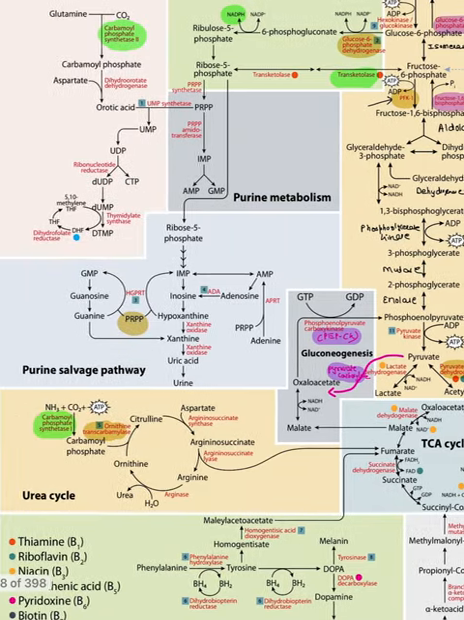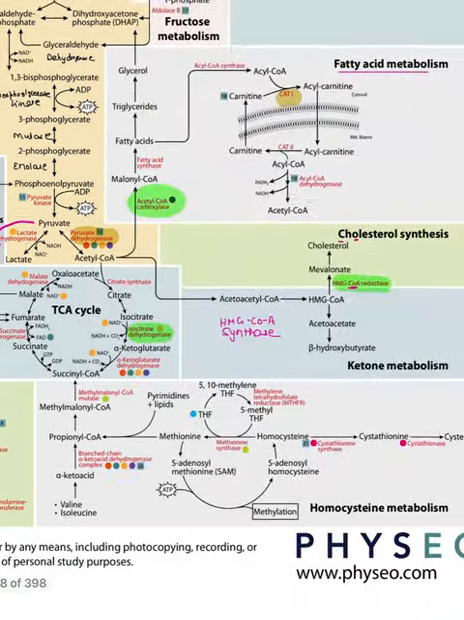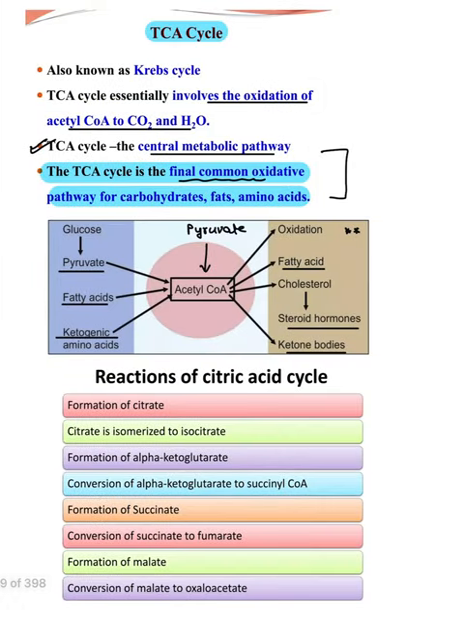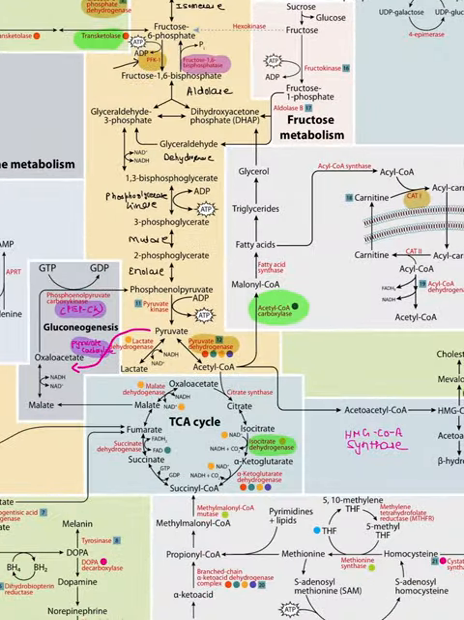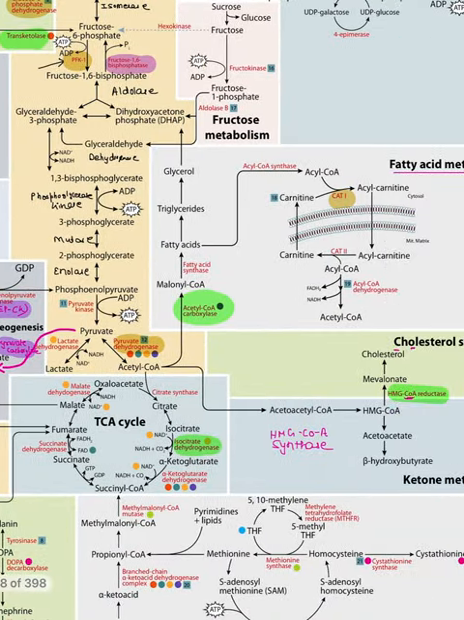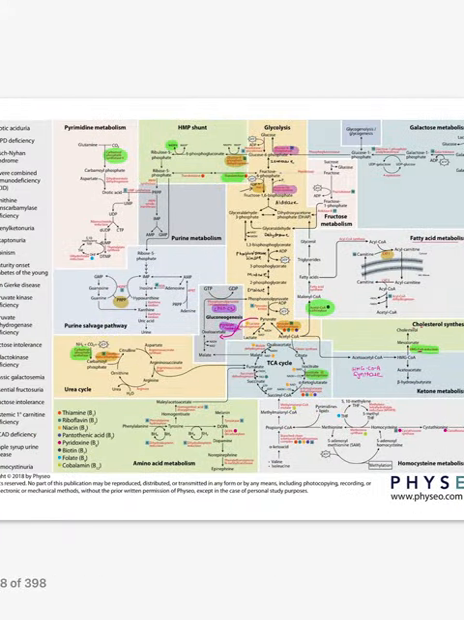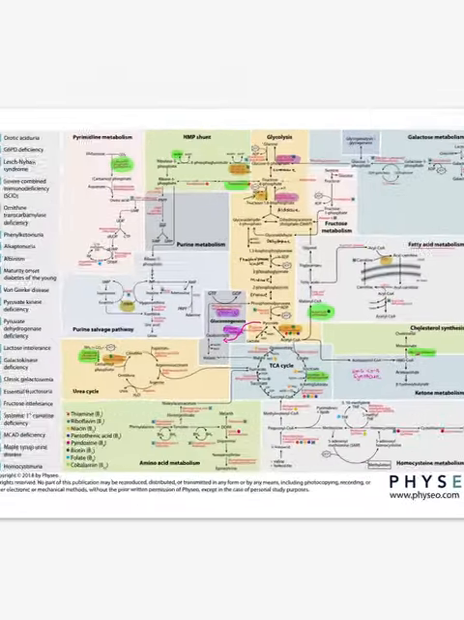Similarly, you have the purine pathway, pyrimidine pathway and urea cycle pathway, which we will go through further as we come across them. Now this TCA cycle, what is important? This is known as the tricarboxylic acid cycle or the Krebs cycle. This is the central metabolic pathway. Why? Because glucose will form pyruvate, as we saw in glycolysis, that can come here. Fatty acids can go to acetyl coenzyme A. This acetyl coenzyme A is going into fatty acid metabolism. And ketogenic amino acids like leucine and lysine may also be formed.